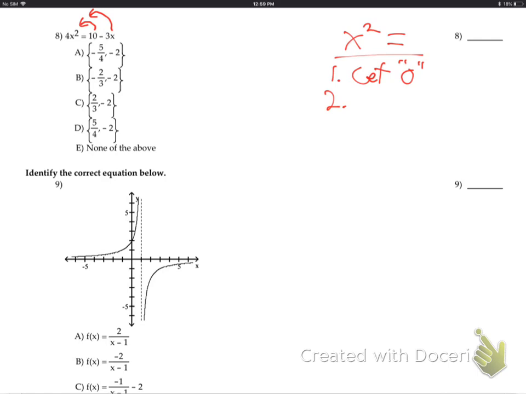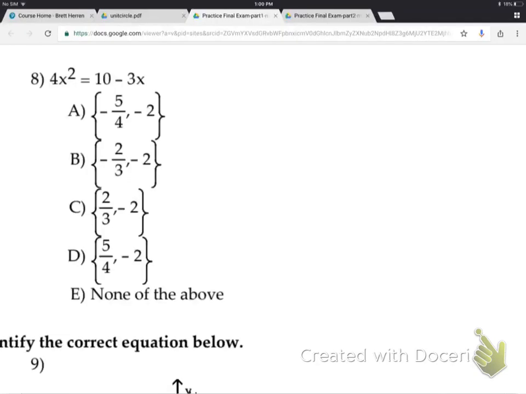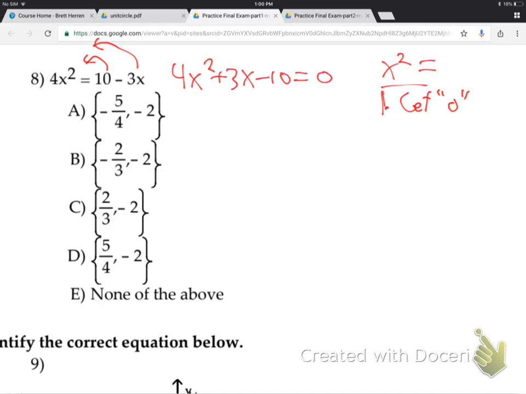Is that big enough? Can you see that? I can make that a little bigger, I guess. Okay, so when you see x squared with an equal sign, step 1 is get a 0. So I'm going to jump these guys this way, so I'll get 4x squared plus 3x minus 10, right? They change signs when they jump to the other side.